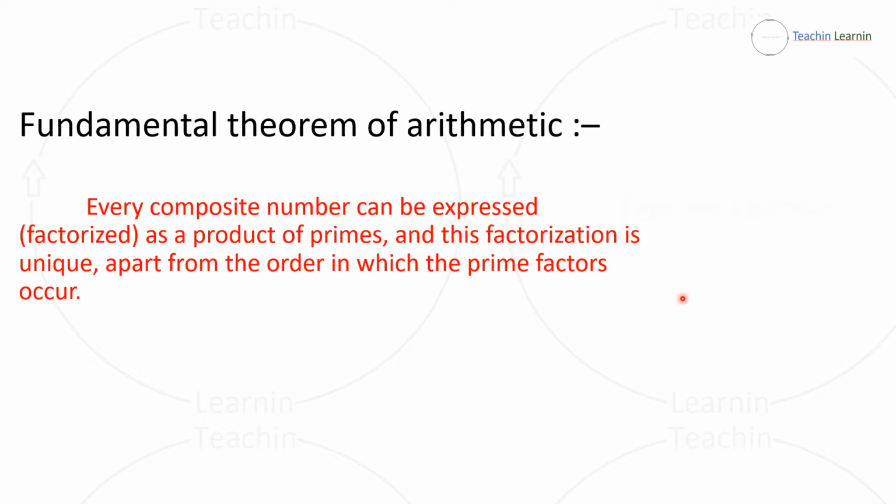To prove that theorem, we will make use of the fundamental theorem of arithmetic. The fundamental theorem of arithmetic says every composite number can be expressed or factorized as a product of primes, and this factorization is unique apart from the order in which the prime factors occur. So let's have a look. Let's try to visualize and realize what it is.